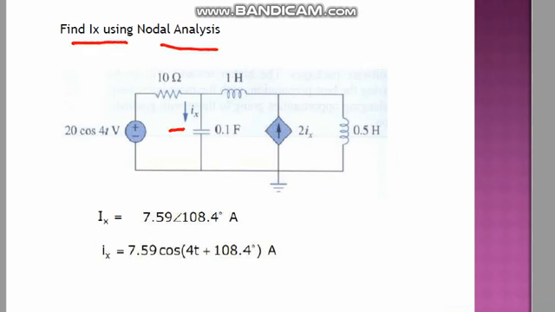How can you find it? Just mark these two nodes here, this V1 and this V2. Then just apply KCL, Kirchhoff's current law, here. Using Kirchhoff's current law, you can easily find the current from here.